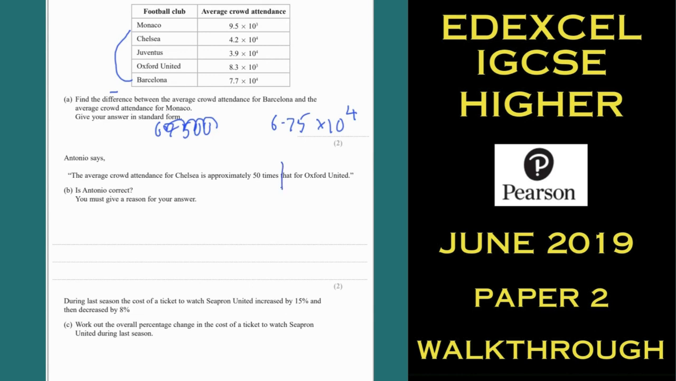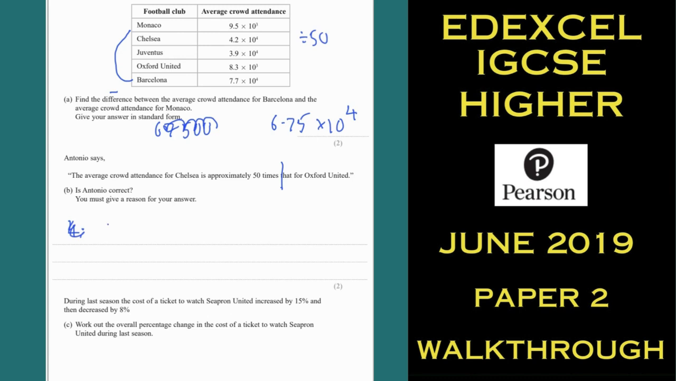We'll stop there. Take Chelsea, because you've got a choice, haven't you? You either take Chelsea and multiply it by 50, or you take Oxford United. Sorry, I've got it the wrong way around. You either take Chelsea and divide it. Whoopsie doodle, because Chelsea's the bigger one. Either take Chelsea and divide it by 50, or take Oxford and multiply it by 50.